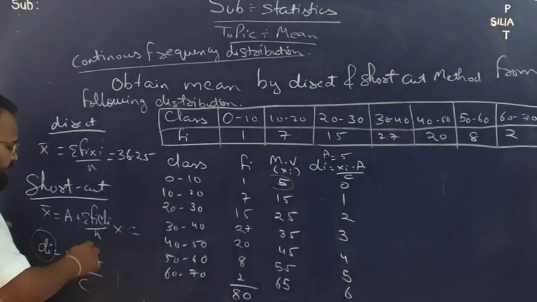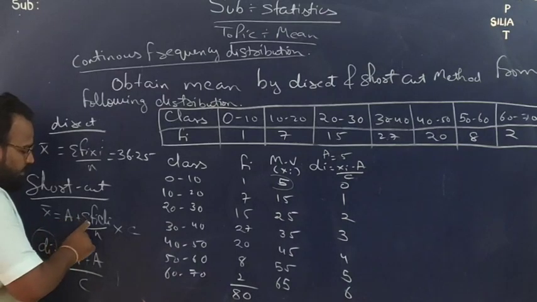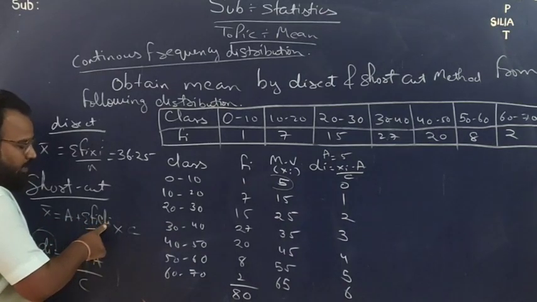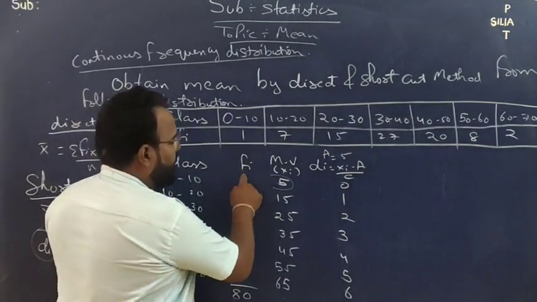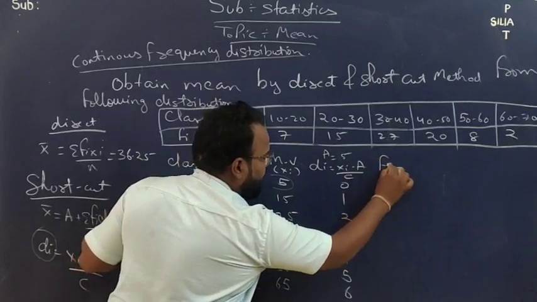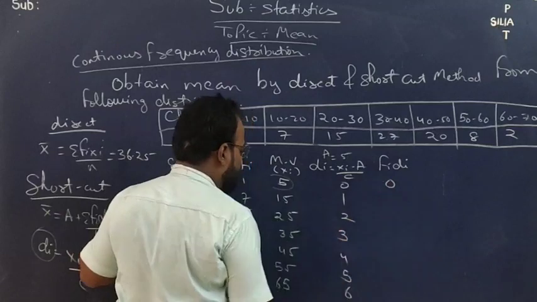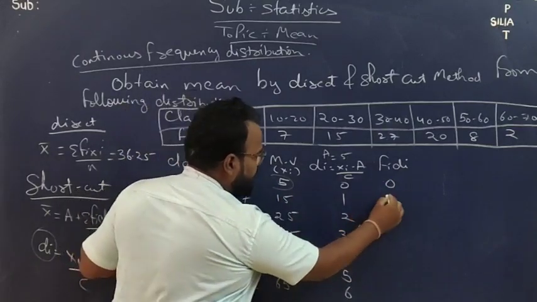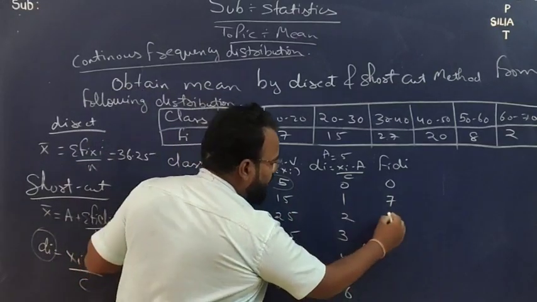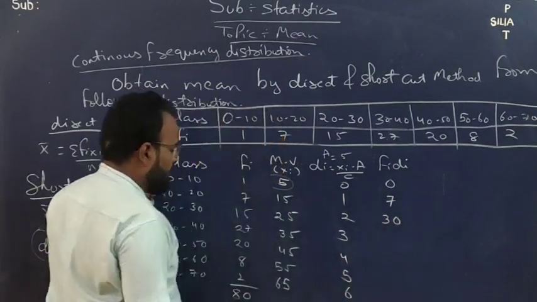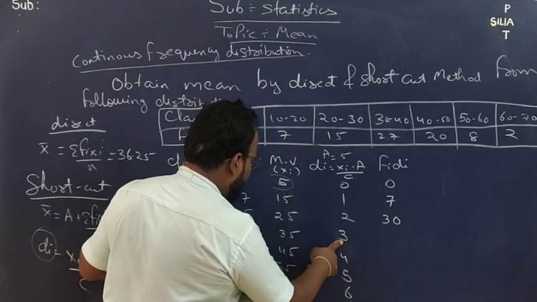Now students, in the formula, as you can see, a plus sigma fi di. As we have found the value of di, we now have fi also. So let us multiply the values of fi and di. So here we have to write fi di. 1 into 0, that is 0. 7 multiplied by 1, that is 7. 15 multiplied by 2 equals 30. 27 multiplied by 3 equals 71.